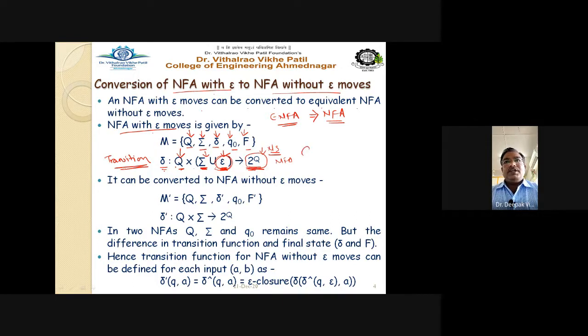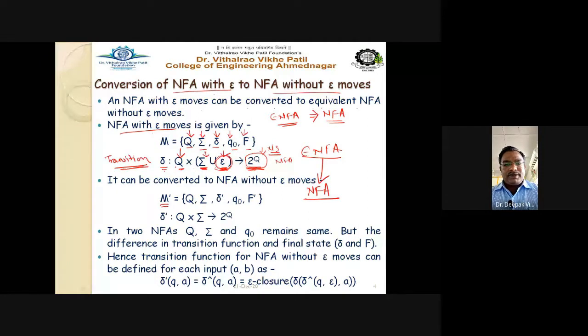In case of your ENFA, this is the definition of our ENFA. Now this ENFA you have to convert into a simple NFA, or NFA without epsilon moves. So in the same way we can assume that this is M dash. A simple NFA is defined with the help of M dash: Q, again the set of states; sigma, the input alphabet; delta dash, the transition function; Q0, your start state; and F dash, the final states. So NFA without epsilon moves is M dash equal to Q, sigma, delta dash, Q0, F dash.